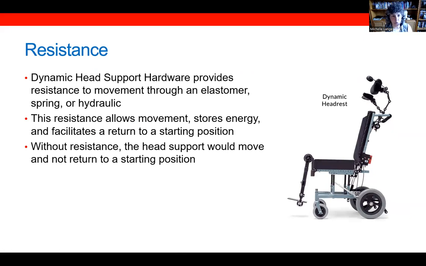So dynamic head support hardware provides resistance to movement through an elastomer, a spring, or a hydraulic. In the Seating Dynamics hardware, this is done through elastomers. The resistance allows movement from the client, stores that force as energy, and then uses that stored energy to facilitate a return to a starting position. Without resistance, the head support would move but not return the client to a starting position.